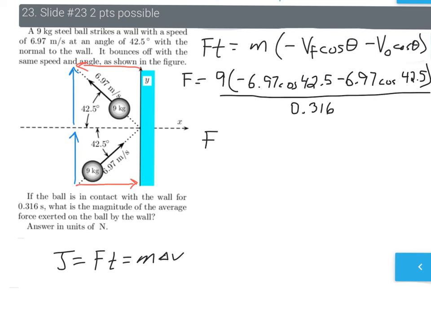So the answer I get for force is negative 292.7. Force is in newtons.